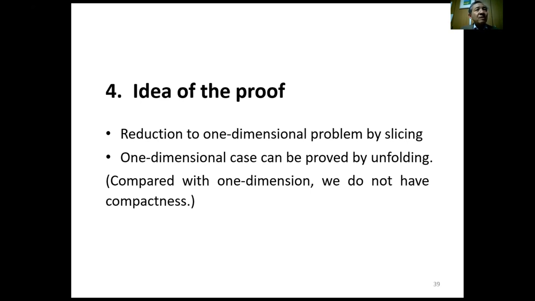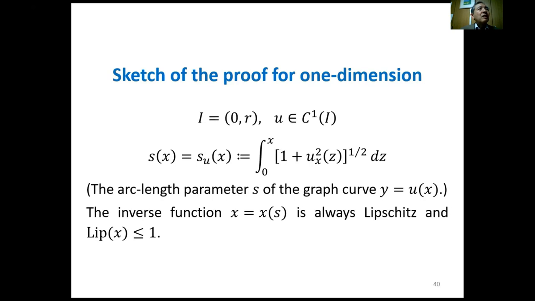And the one dimensional case can be proved by unfolding. This is quite a new idea. In the one dimensional case, we introduce an occurrence parameter of the graph curve. So this is the occurrence parameter of the graph of u. u is C1, the inverse function is always Lipschitz, and the Lipschitz constant is always less than one. This is important.